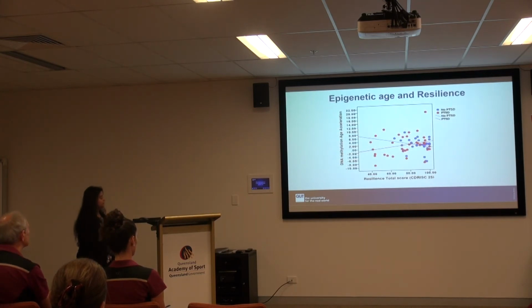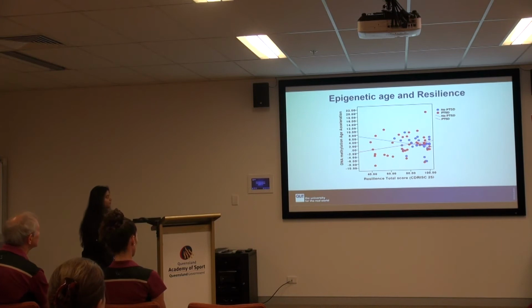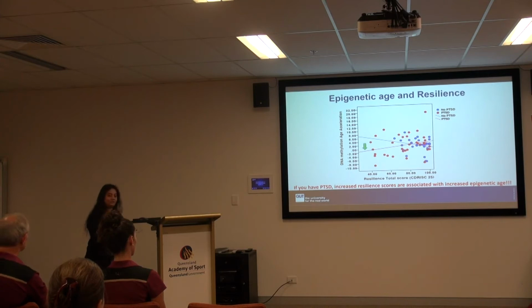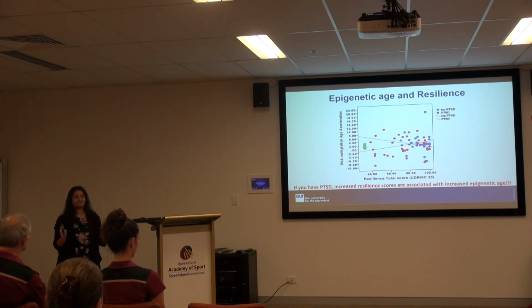So this is the resilience here and the epigenetic age acceleration. If you look at veterans with no PTSD, this is the blue, you see there's a negative correlation. So if you don't have PTSD, your increased resilience is associated with decreased age acceleration, which is a great thing. But what happens if you do have PTSD? And these are veterans with PTSD. In the veterans with PTSD, we've seen that increased resilience is a bad thing, because increased resilience is associated with increased epigenetic aging. We didn't expect this, and this really stumped us, and we had to think a little bit more about what this actually means.